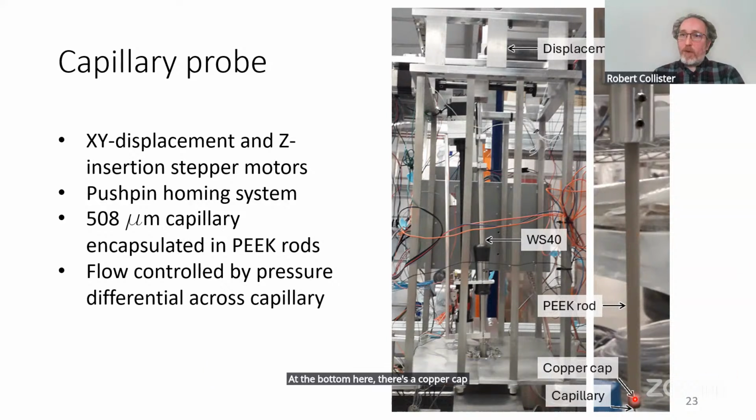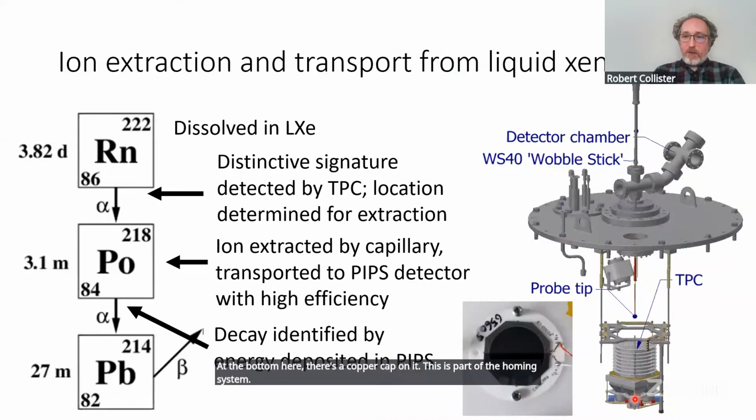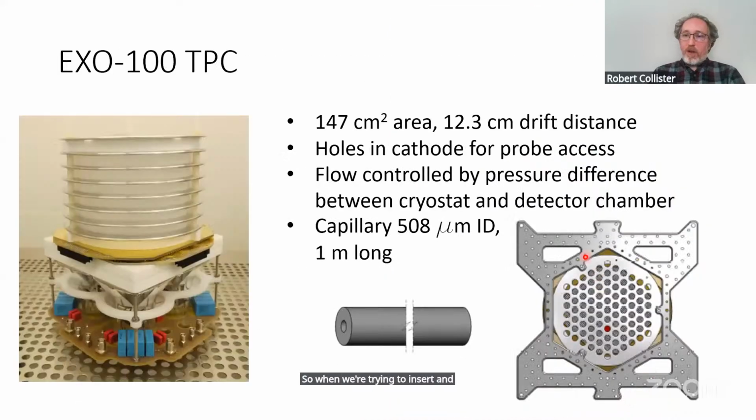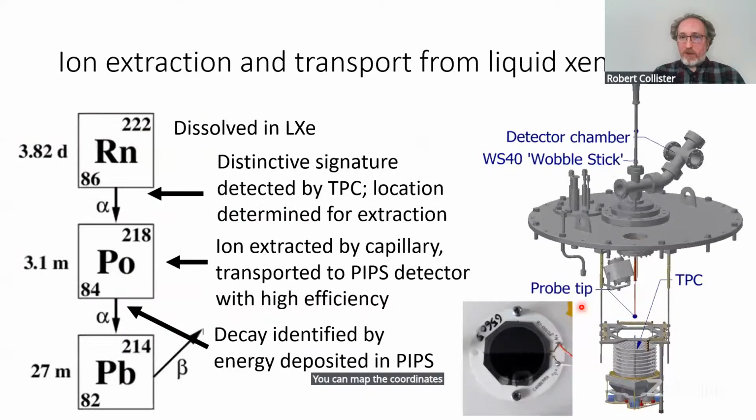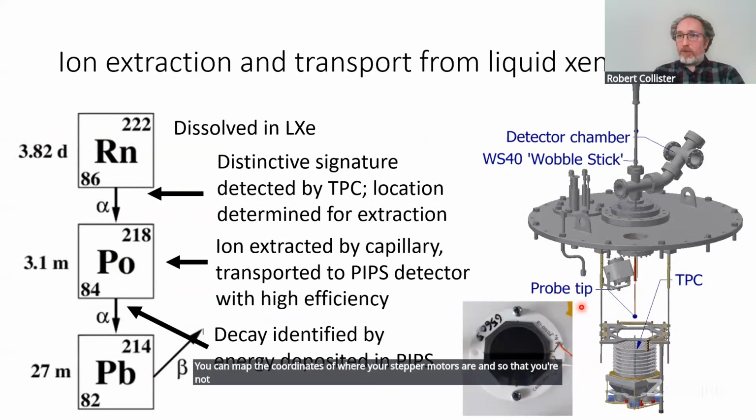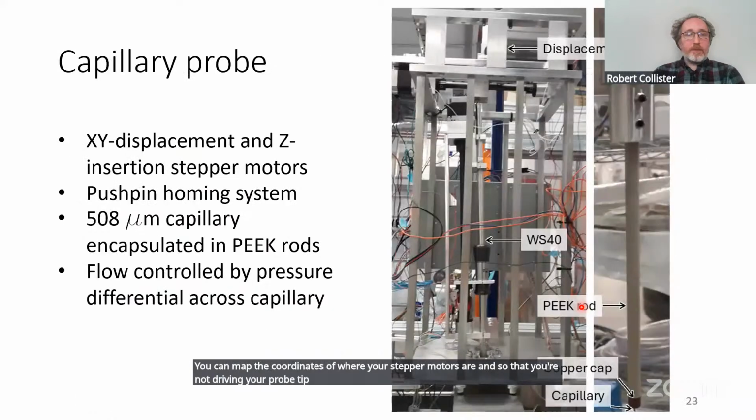At the bottom here, there's a copper cap on it. This is part of the homing system. So when we're trying to insert and retract the probe through these holes in the cathode, you need to be absolutely certain where your position is. And so we've built a homing system which is mounted to everything rigidly, so that as you touch positions in the homing system, you can map the coordinates of where your stepper motors are, and so that you're not driving your probe tip where it shouldn't go.